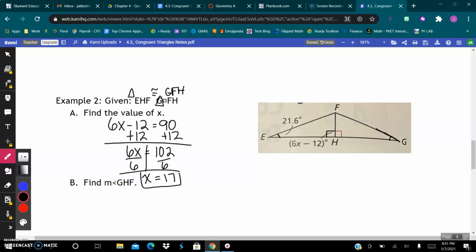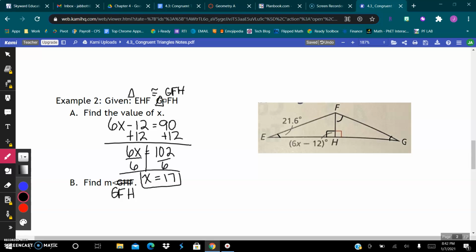So GHF. This totally messed up and flipped these letters around on these two examples. I'm not sure what happened here, but that's not what the question says. It's supposed to be GFH. So GFH is here to here. So we want this angle over here. Let me take care of some of those lines there. So we want this angle right here.